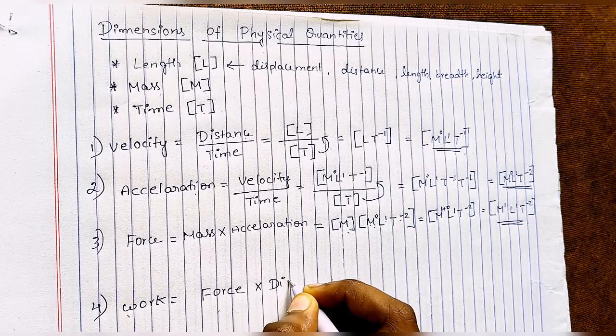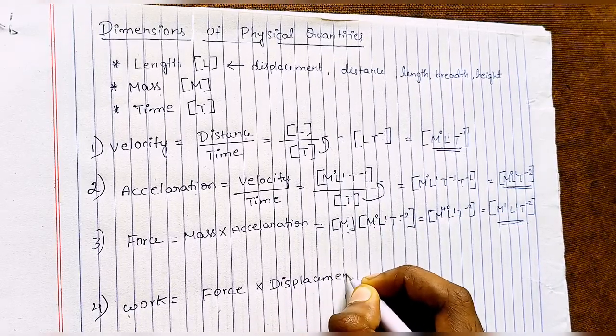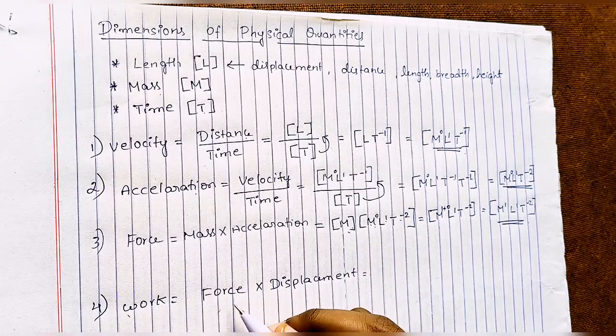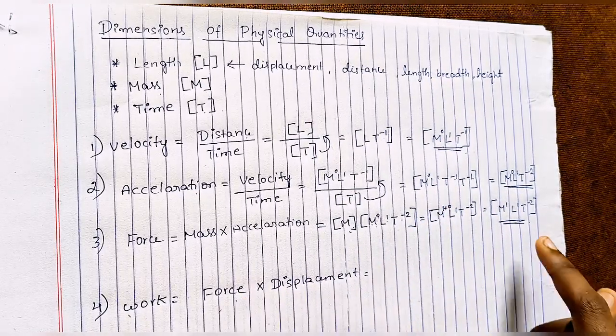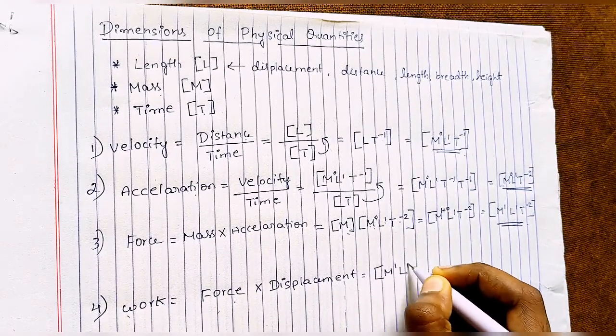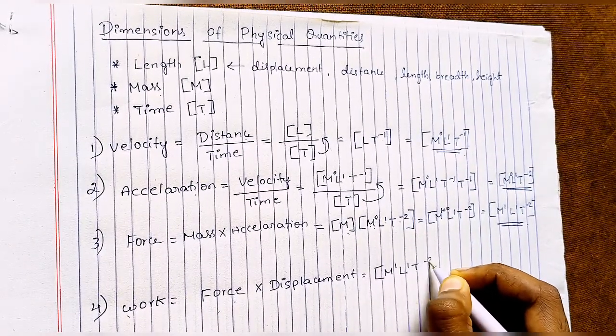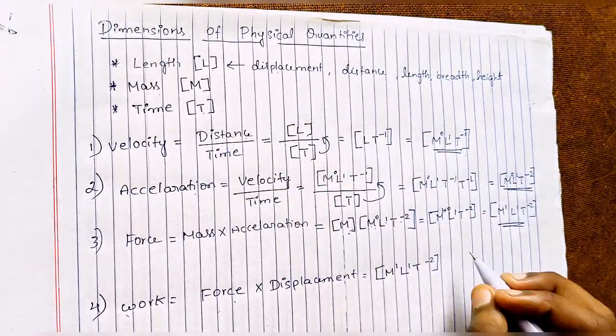We know that work is equal to force into displacement. We already have the dimensional formula for force. I will substitute that one here. So instead of force, I will write m1 L1 t to the power minus 2 into displacement. Displacement is also denoted by L. So instead of displacement, I will write it as L.